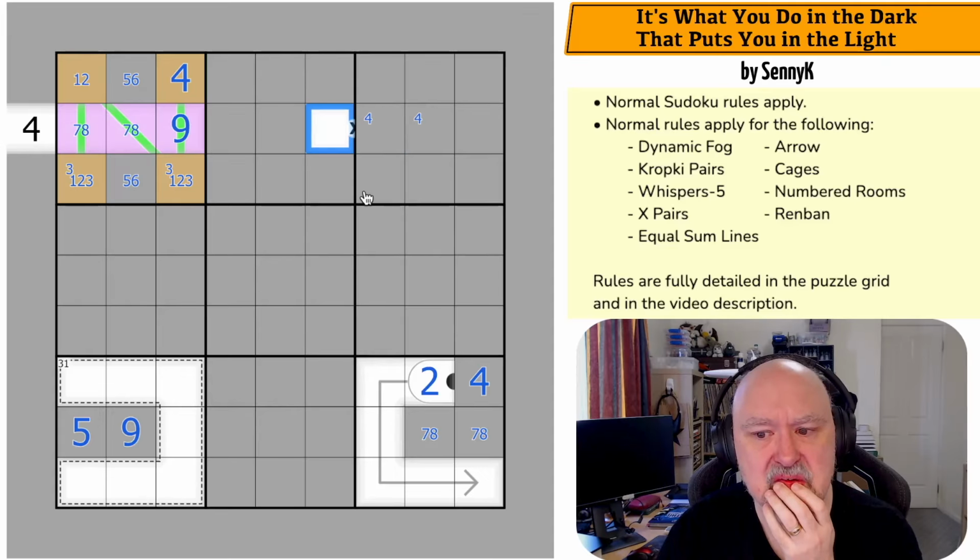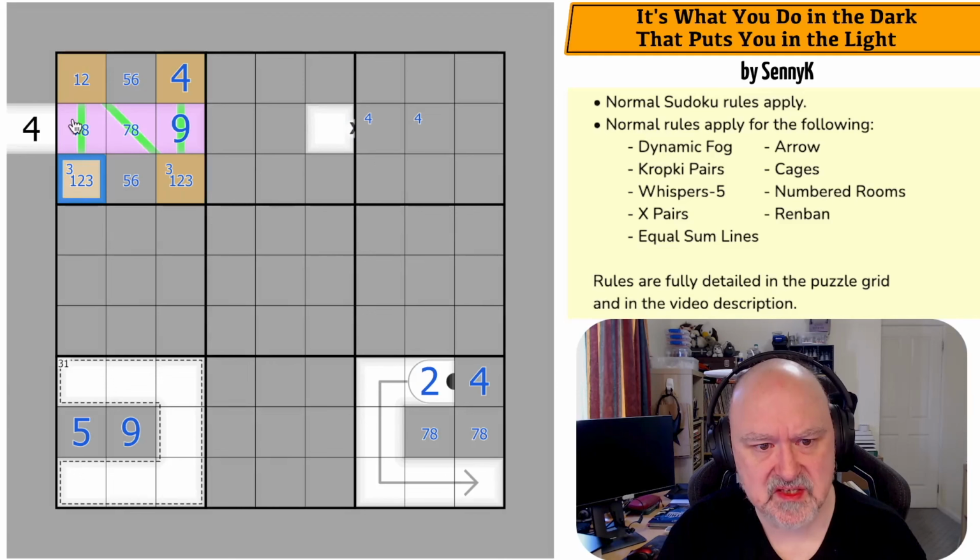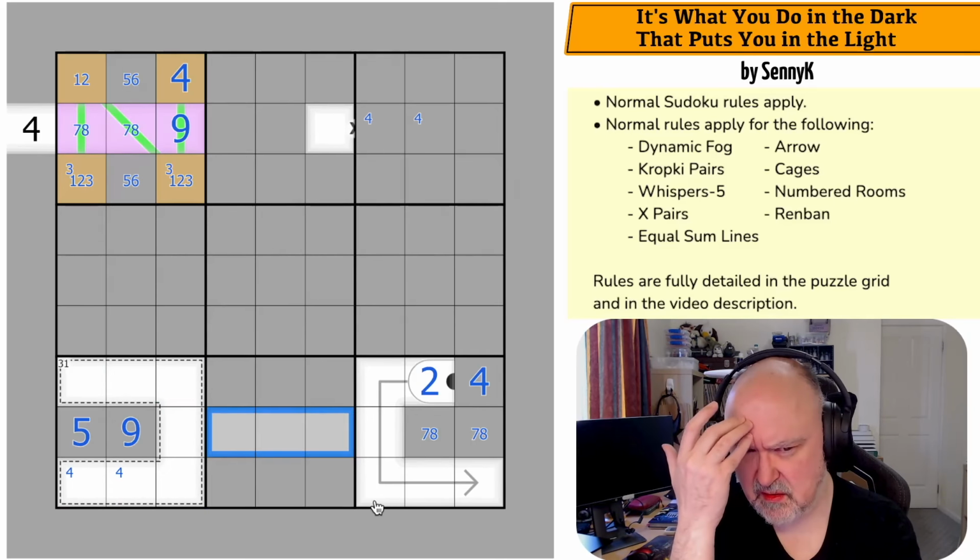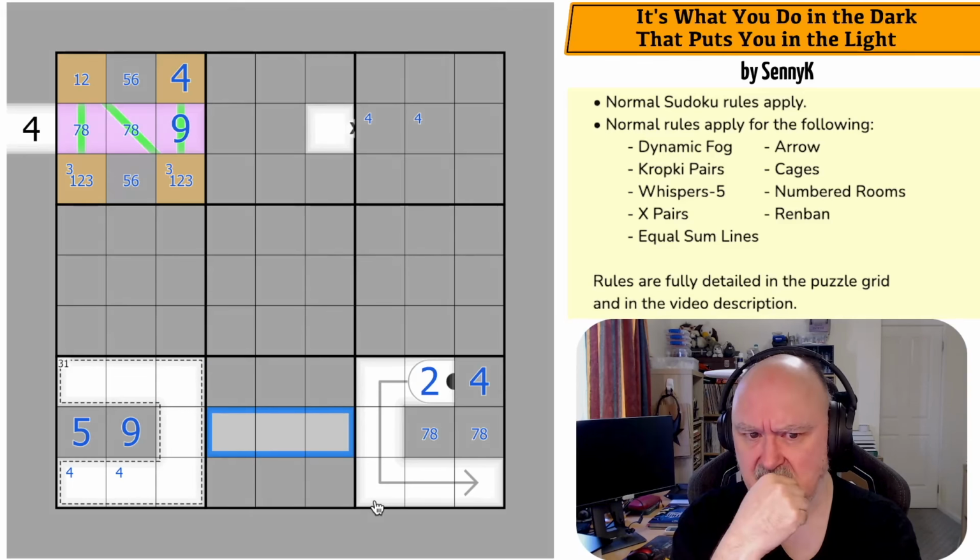Why can't that be 4, 6? If that's 7, 1, 2, that's 3, that's 8. I don't see why any of those are a problem. It's just whichever one of these is an 8 forces the 3. 4 is down here, because that 4 is eliminating those. That puts 4 in one of those, but I don't see how that's doing anything.